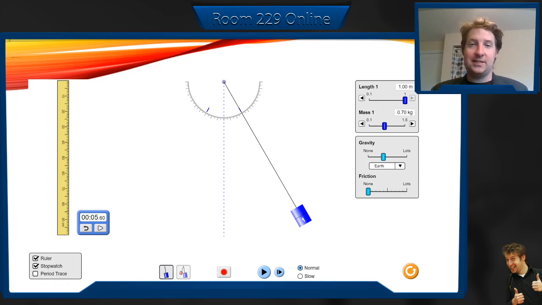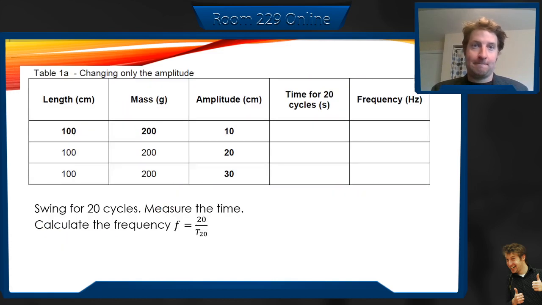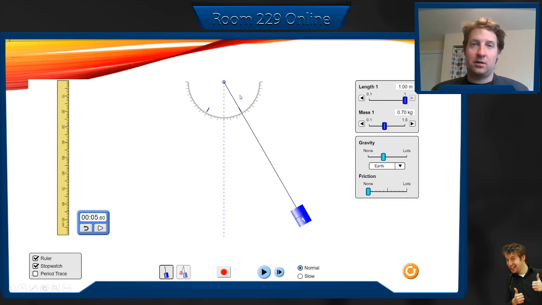We're going to measure 20 cycles, and then from there we're going to calculate the frequency. So first thing we're going to do is fill out the charts. Charts look like this, and you're going to measure the time it takes for 20 cycles. Now here it says in the amplitude 10, 20, 30 centimeters. We're going to change that to 10, 20, 30 degrees, which you can actually measure on our little protractor up here, and it shows us the angle.